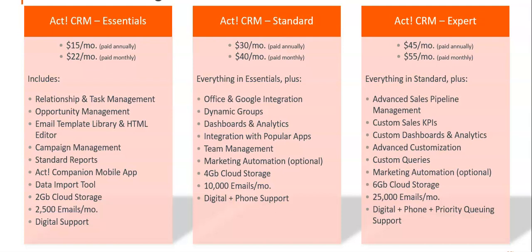At the Expert Edition, everything within Essentials and Standard is included, plus there's advanced sales pipeline management, custom sales KPIs and dashboards and analytics, as well as advanced customization capabilities, custom queries, and again, marketing automation. The storage is up to 6 gigabytes, and it's 25,000 emails per month. You also have digital and phone plus priority queuing support.